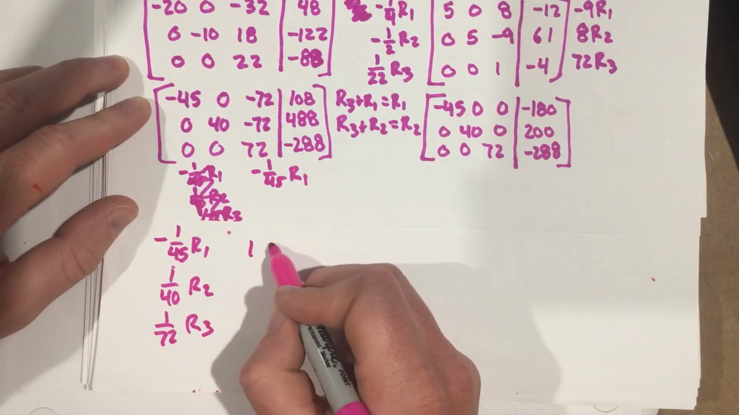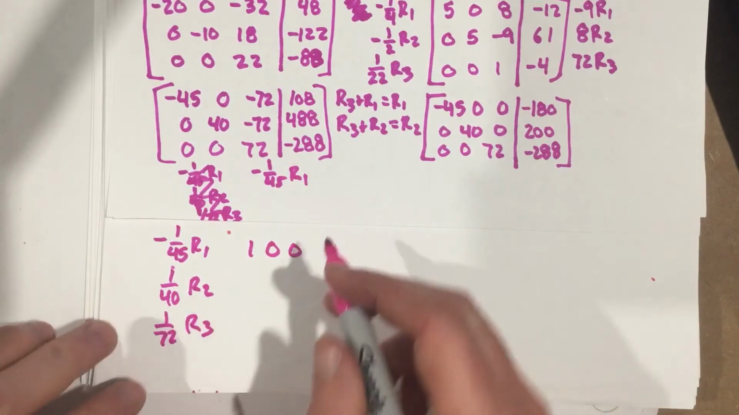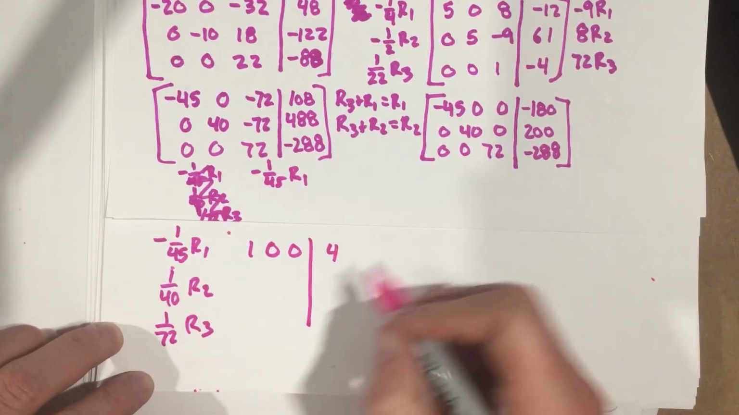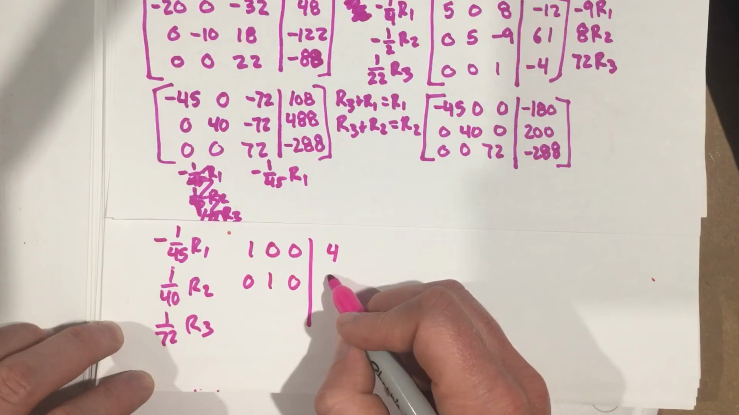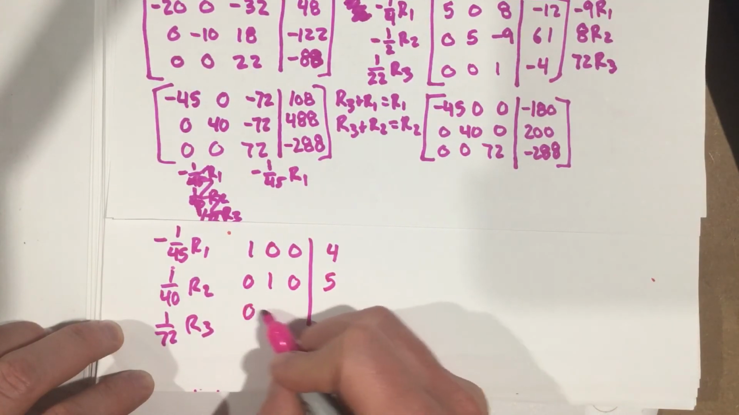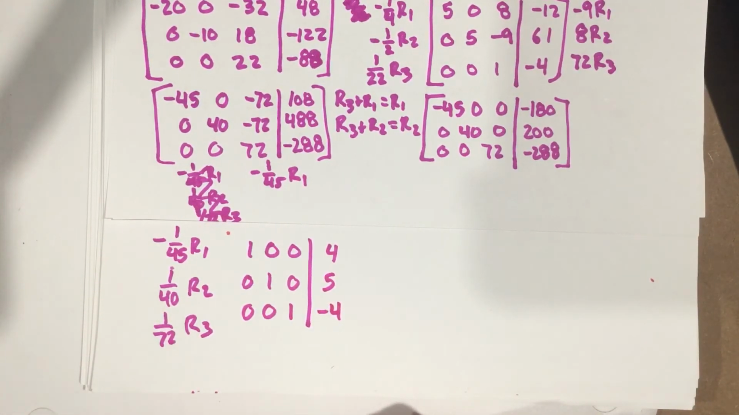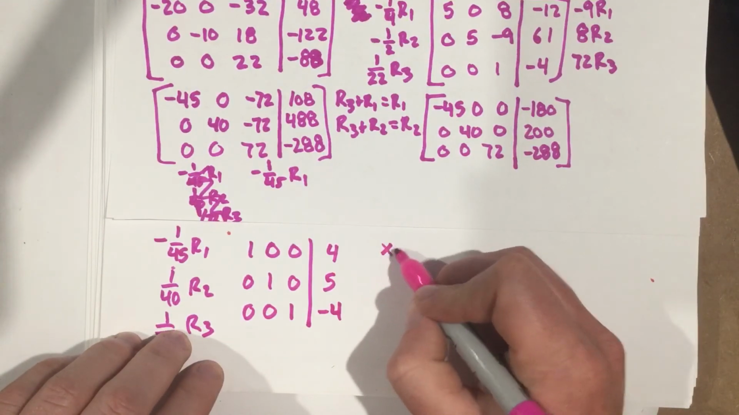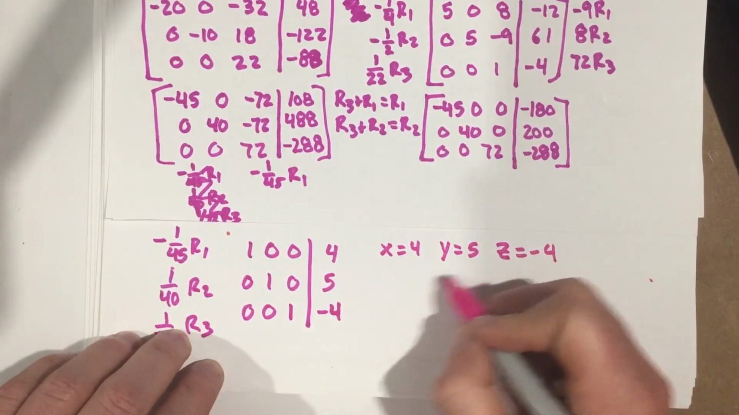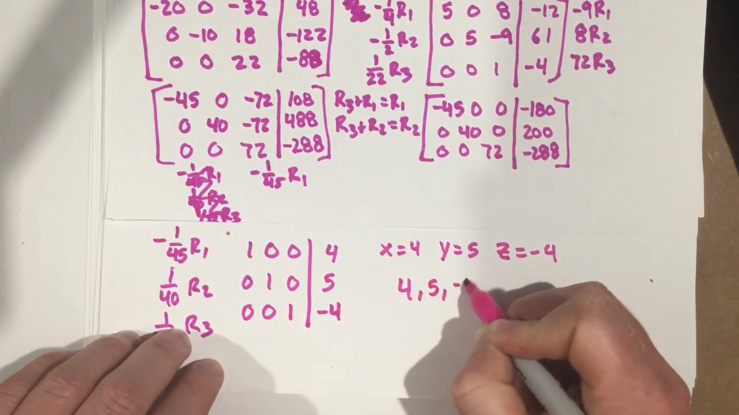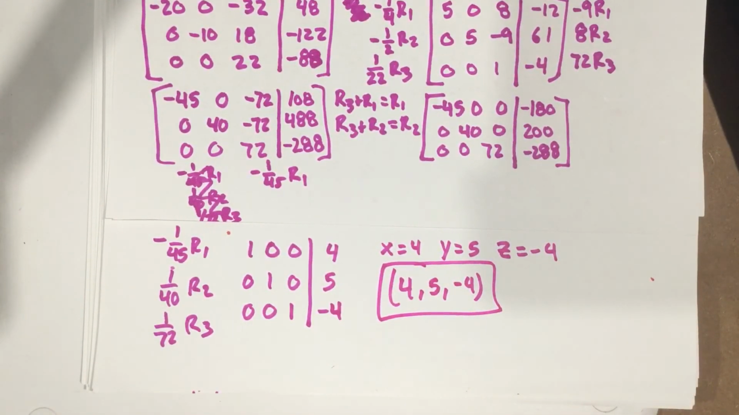That's going to give you 1, 0, 0, negative 180 divided by negative 45, 4. Then 0, 1, 0, this should be 5. And then 0, 0, 1, -4. So our solution is x equals 4, y equals 5, z equals -4. So our ordered triple is 4, 5, -4. And that's the solution to this system of equations.